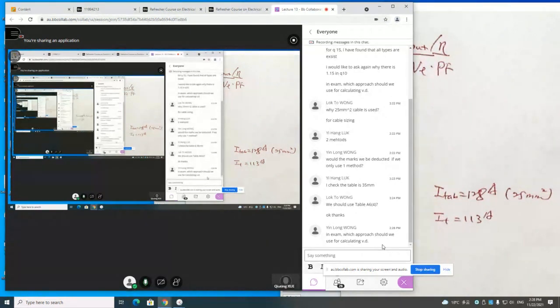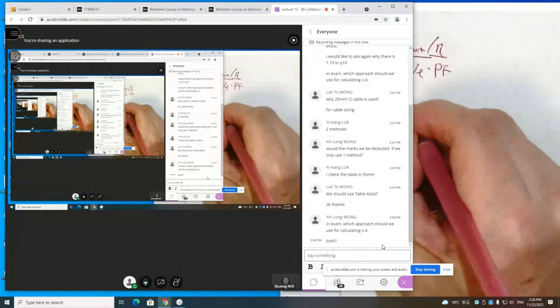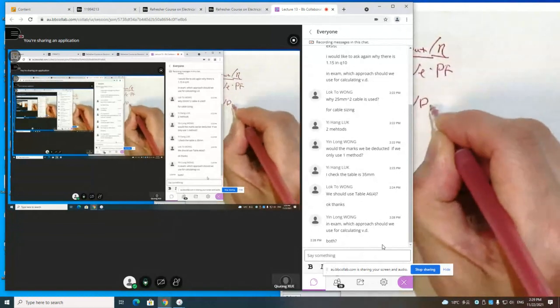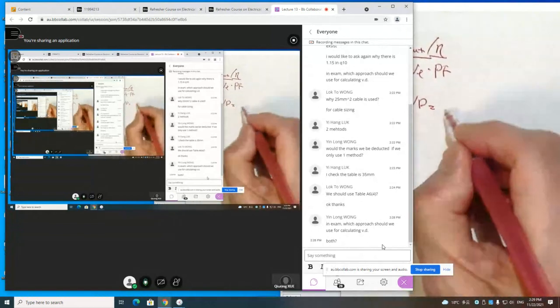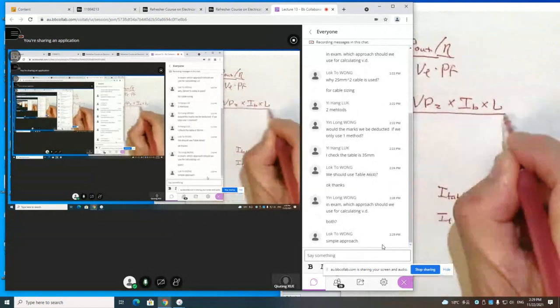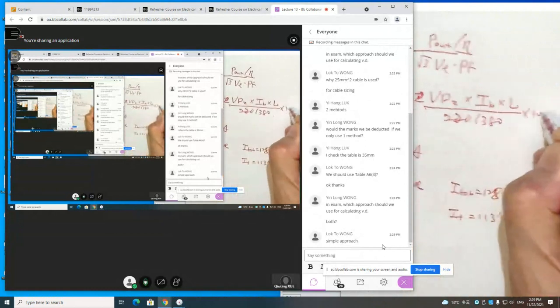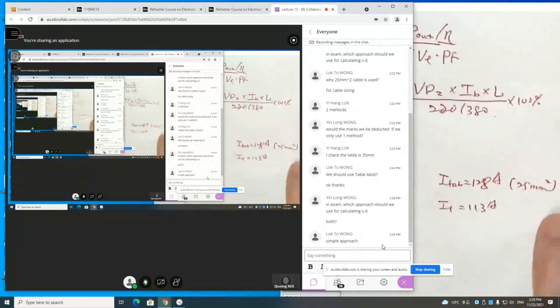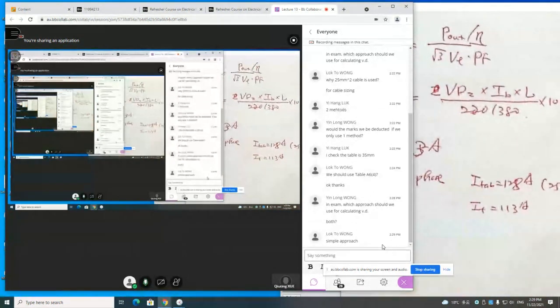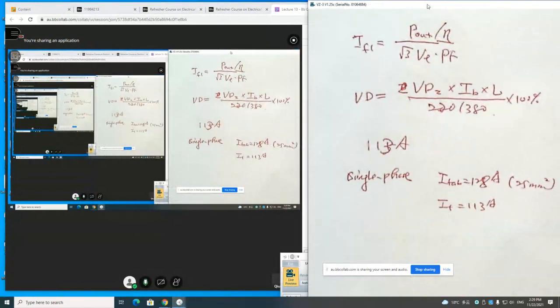Voltage drop. I said a simple approach. The voltage drop, let's call it VD, is just equal to the Z table value times the design current and the length, divided by 220 volts or 380 volts, times 100%. I use a formula like this, so we call this the simple formula.